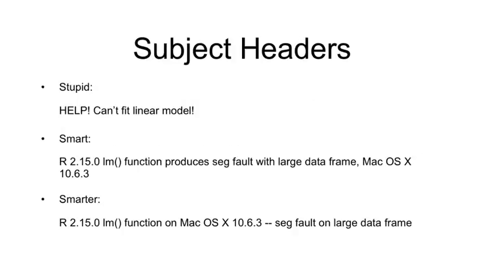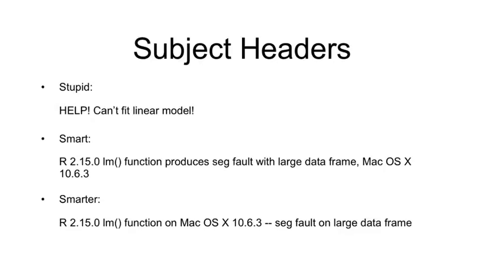So when you send an email to a forum or to a discussion board, it's important to get as much useful information in there as possible. And this includes the subject line for the email. So there's a couple of examples of subject lines that range in usefulness. The first one is probably the least useful. It just says "help can't fit linear models." So here, there's very little information. All I know is that there's some problem with linear models. I don't know anything else about what the user's problem is.